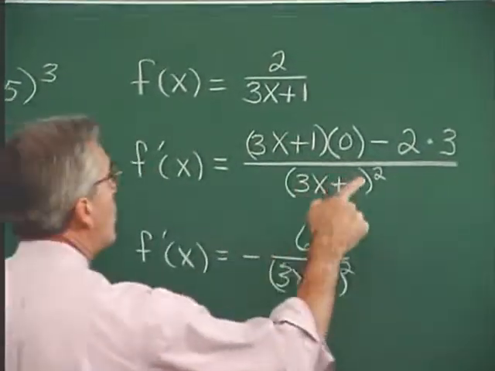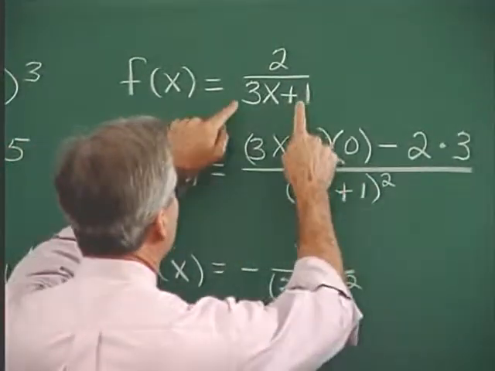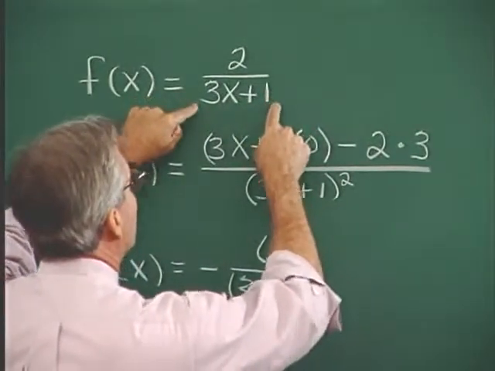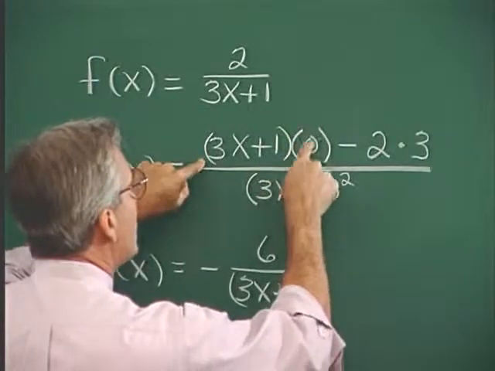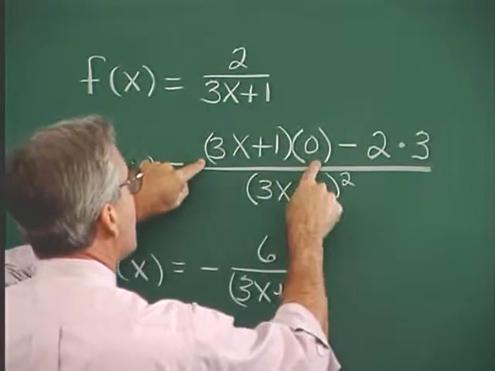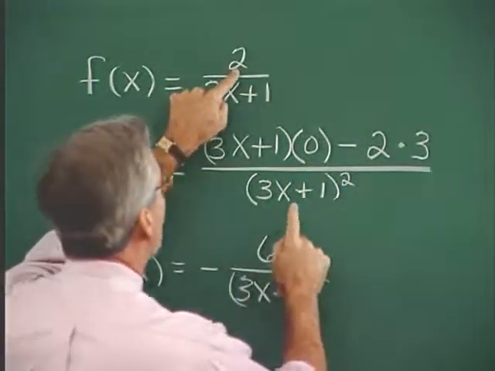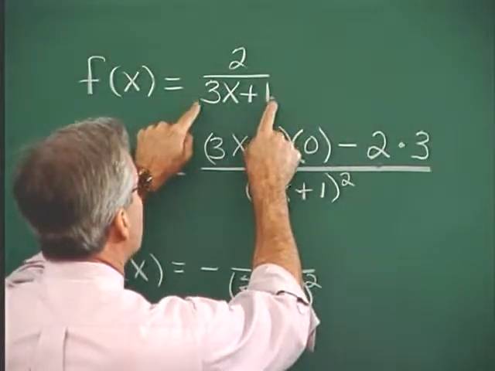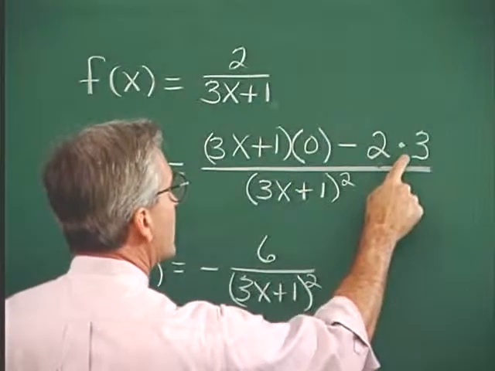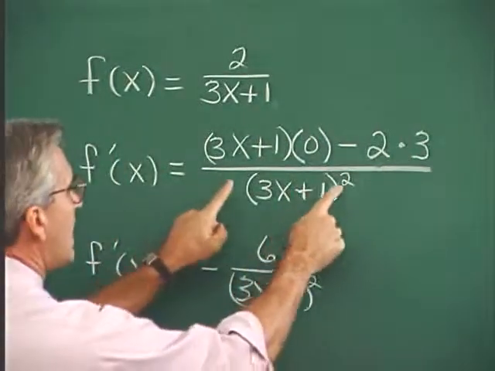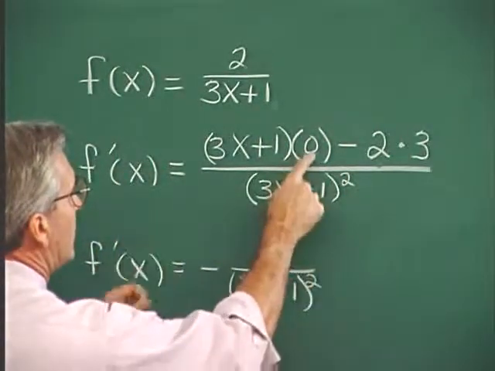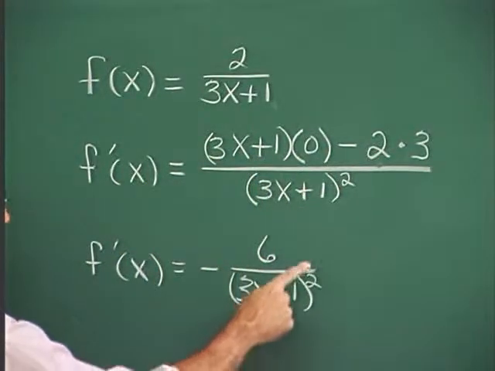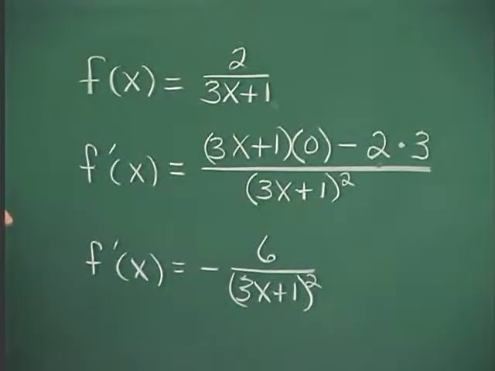If we're using the quotient rule, then remember the derivative is the denominator times the derivative of the numerator, the derivative of 2, and then minus the numerator times the derivative of the denominator. The derivative of 3x plus 1 is 3. And then all of this is over the denominator squared. Now, cleaning up a little bit, the 0 takes this term out, so we have negative 6 over denominator squared, or 3x plus 1 squared.